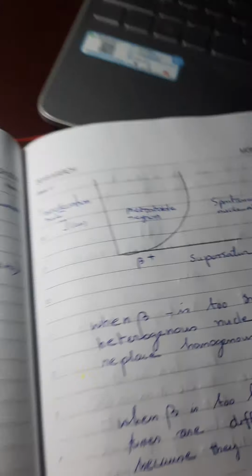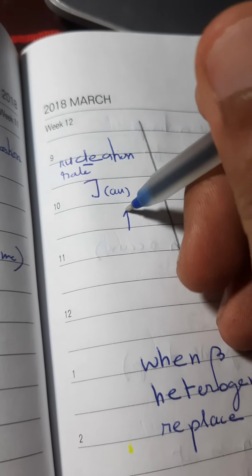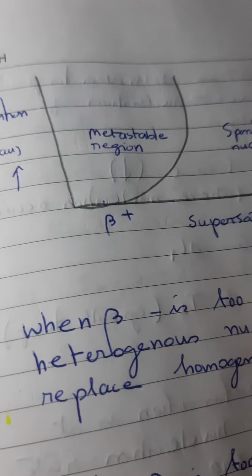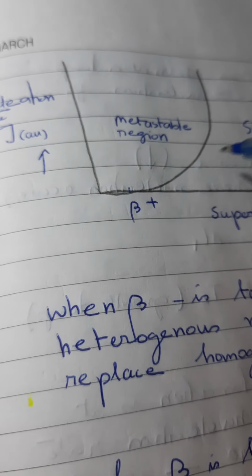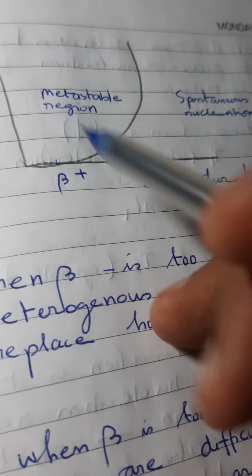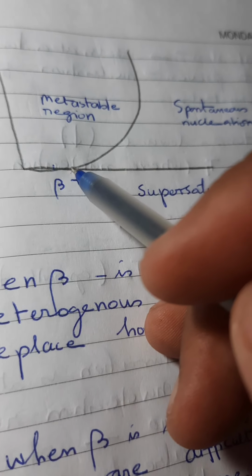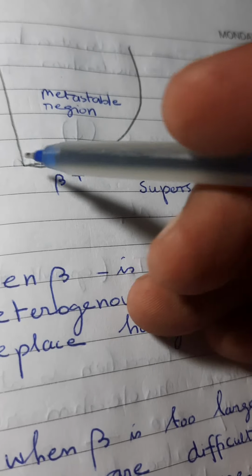So let us look at the plot. This is a plot between the nucleation rate and supersaturation, that is beta. You can see a clear demarcation of the metastable region and the spontaneous nucleation that takes place. So there is a certain limit which has to be crossed for the spontaneous nucleation to take place. Before that, it is all the metastable region.